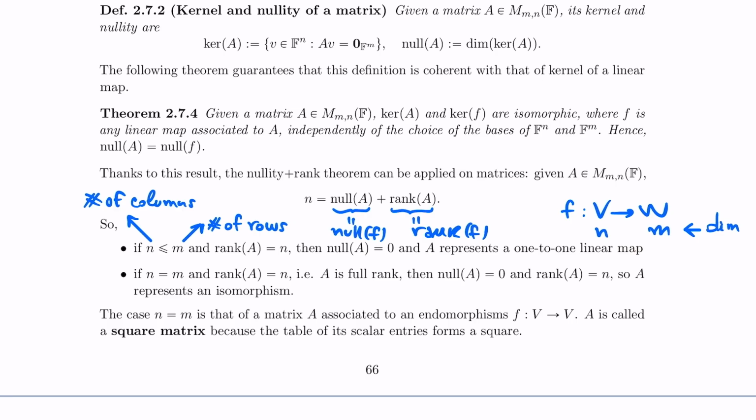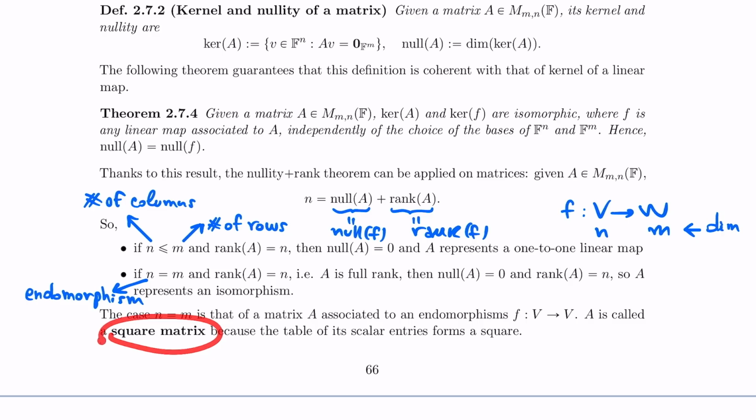In fact, m could be strictly larger than n, and in this case, F wouldn't be full rank. However, in the case in which the rank of A is n, and n coincides with m, which is satisfied, for example, by endomorphisms, then A is not only characterized by having the nullity equal to 0, but is also full rank. And so every linear map associated with A will be an isomorphism.